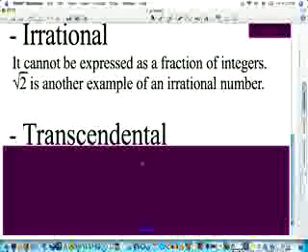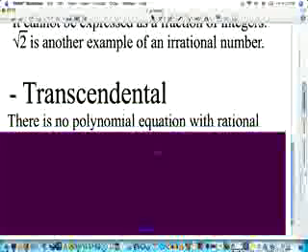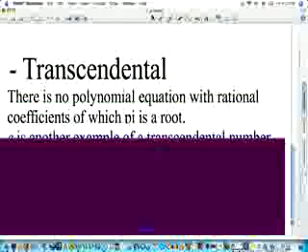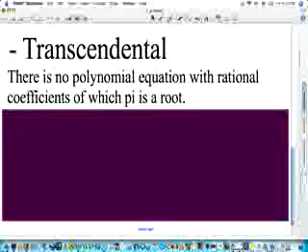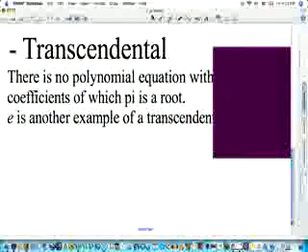Finally, pi is transcendental. What it means for a number to be transcendental is that there is no polynomial equation with rational coefficients of which pi is a root. What this means is I cannot write a polynomial and be able to find a solution of pi for that polynomial. Also, pi can never be the zero of a polynomial. Another transcendental number is e.